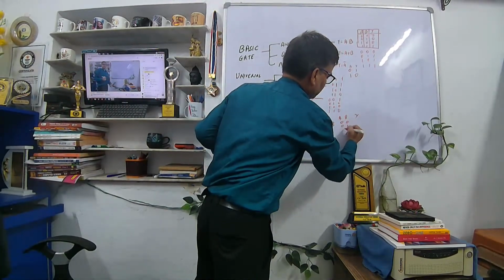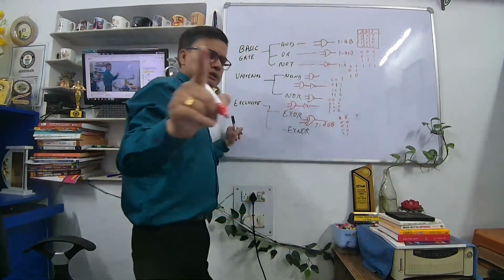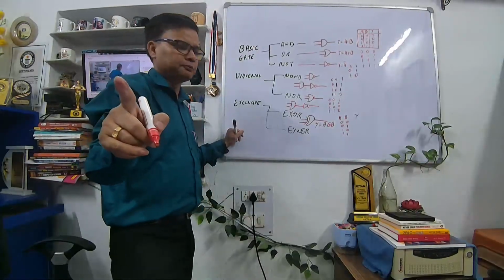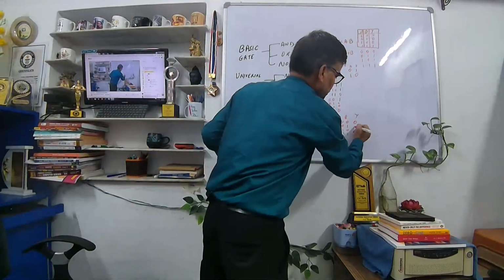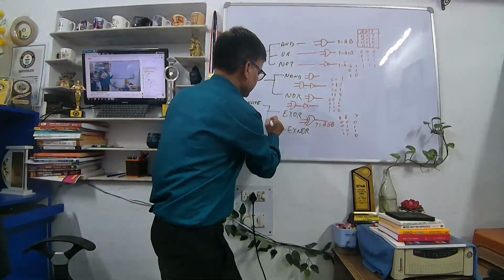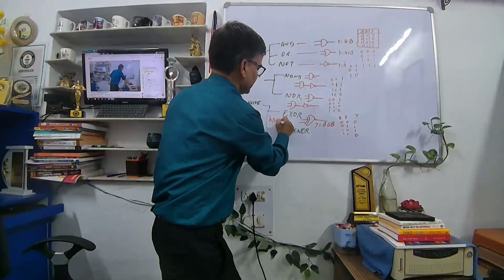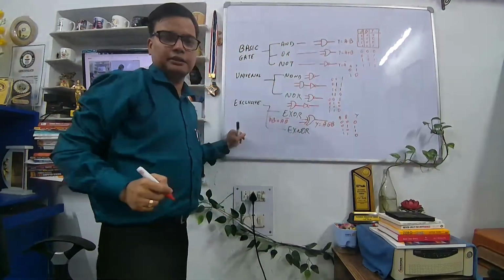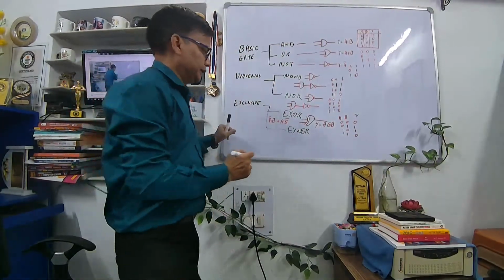0, 0, 0, 1, 1, 0, 1, 1. This gets a high output when odd number of inputs are high. So 0, 0 is 0, 0, 1 is 1, 1, 0 is 1, and 1, 1 is 0. Internally it is A bar B plus A B bar.